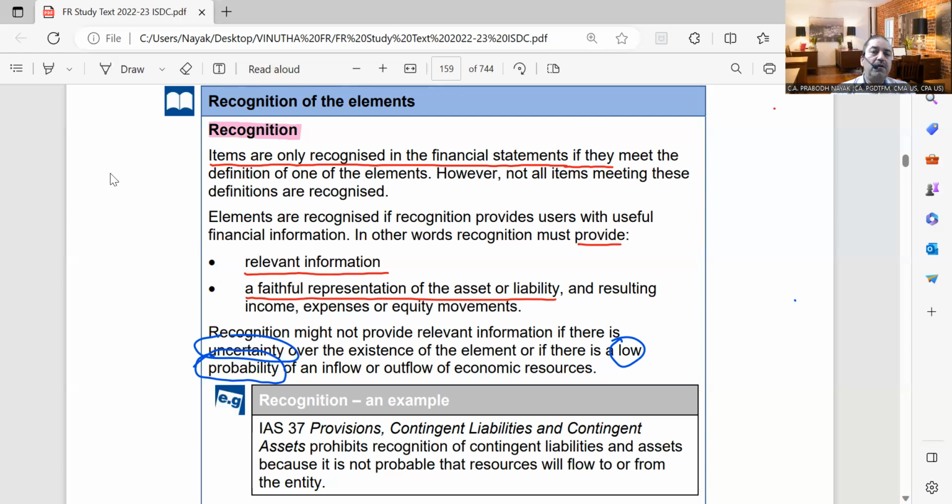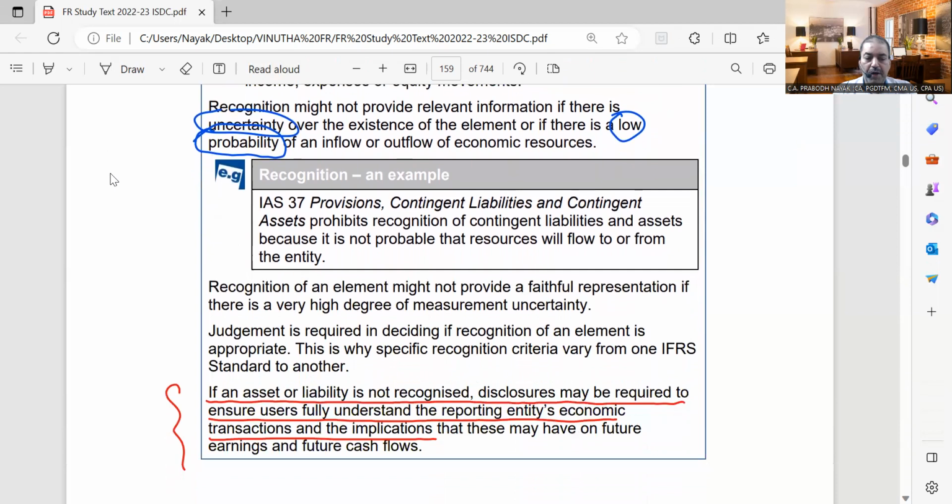Then in that case, we say that contingent liabilities will not appear in the financial statements. It will come if you want to disclose it to the investors or the readers or the users of the financial statements. You can include it as a part of your notes to financial statements, explanatory notes. Okay, so that is the recognition part.